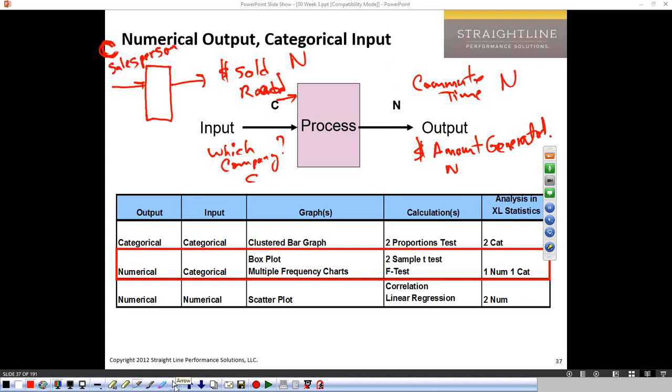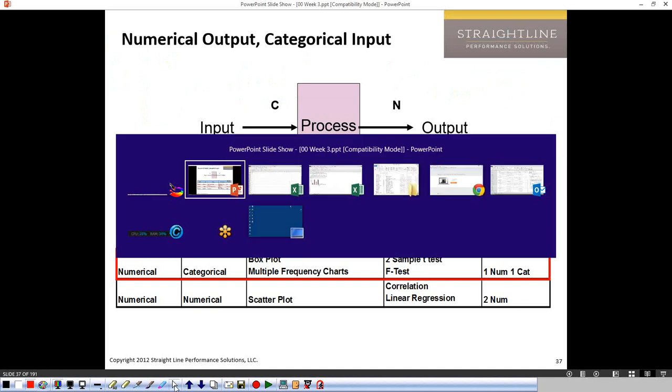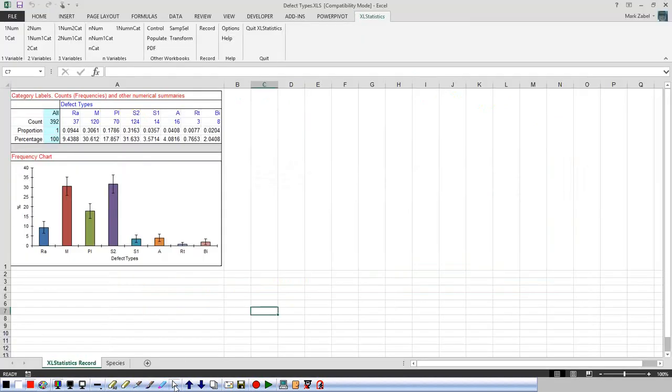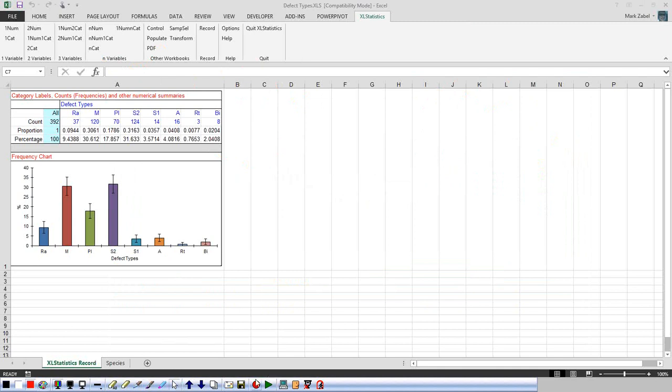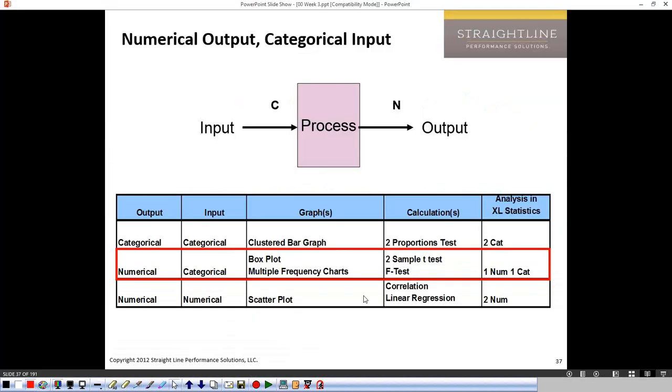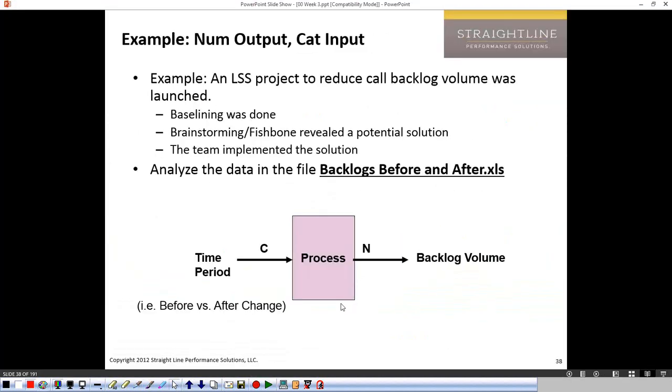All right, so we're going to cover this last example, which, since this one is so important, let's see if we can just get in. Having all sorts of problems here. We'll do the backlogs before and after, but that's kind of a special case. So I want to do a different one first, and then we'll come back to this, okay?